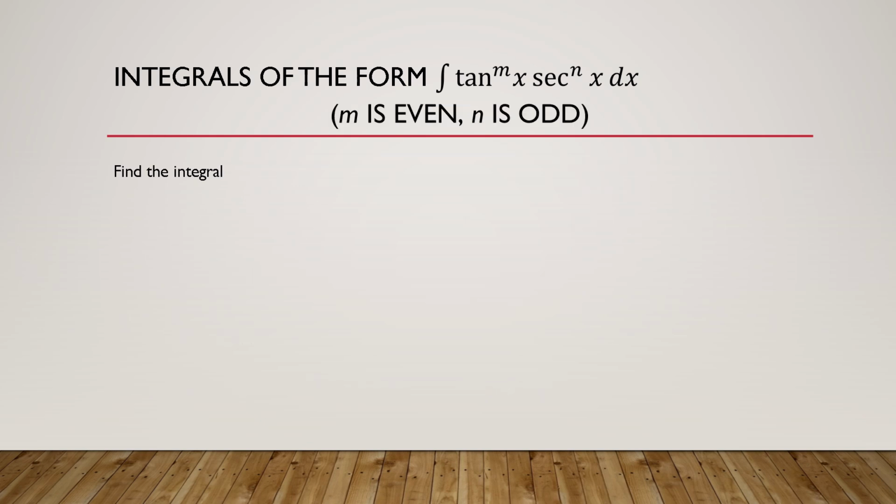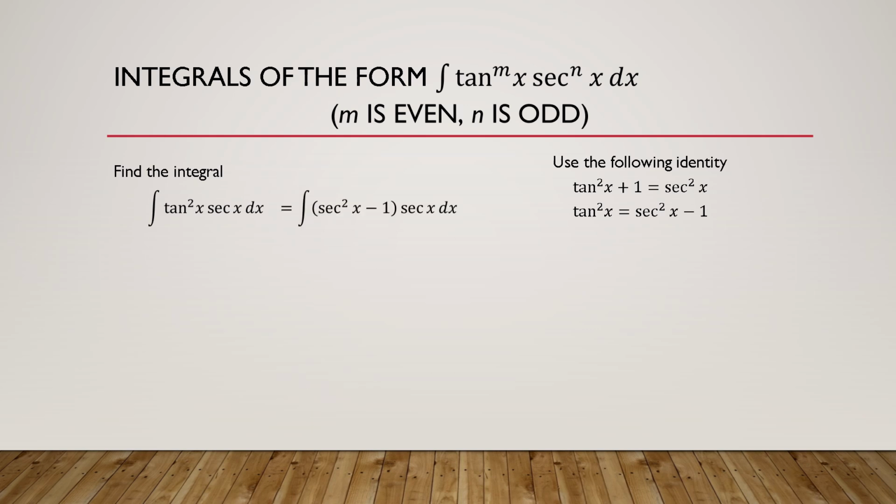Integrals of the form tangent to the mx times secant to the nx, where m is even and n is odd, can be solved by using the same identity. For example, the integral of tangent squared x times secant x dx. This time we substitute tangent squared x based on the identity, then distribute the secant x to get the integral of secant cubed x minus secant x dx.